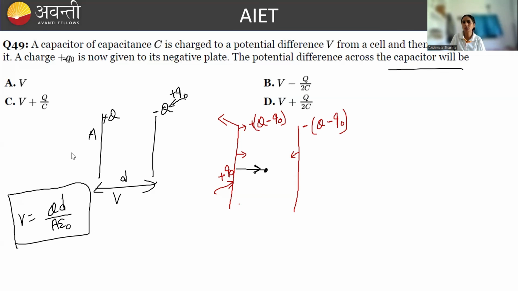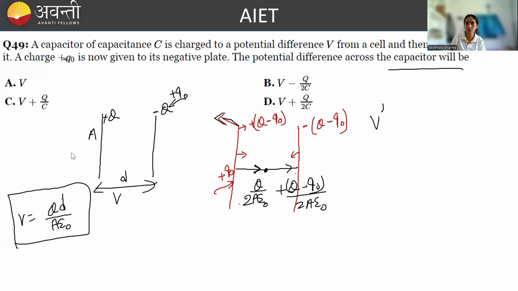If you want to do it easily, see here on this plate there is a positive charge only, plus q on one surface. So the formula will be q by 2a epsilon naught. Okay? This will be the electric field because of this plate, and because of the other plate the electric field will be in this direction, because negative of this charge I have taken, and the value will be q minus q naught divided by 2a epsilon naught. Okay? So what is going to be the total electric field? So the total electric field is this much.